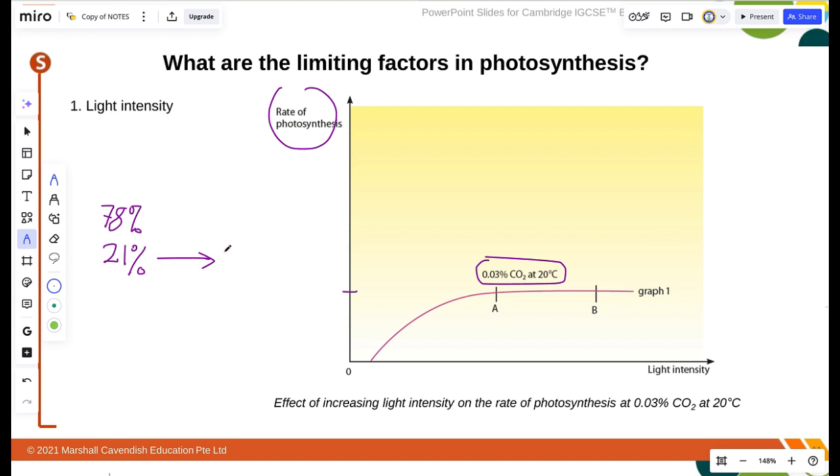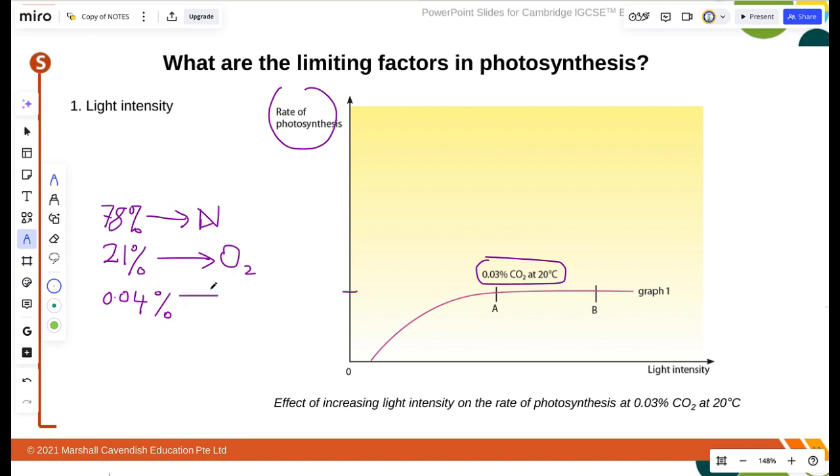This is oxygen, and this is nitrogen, the available gases in the air. Carbon dioxide is between 0.03 and 0.4%. You see, it's very small, right? But this 0.03% or 0.4% is already overwhelming our atmosphere.